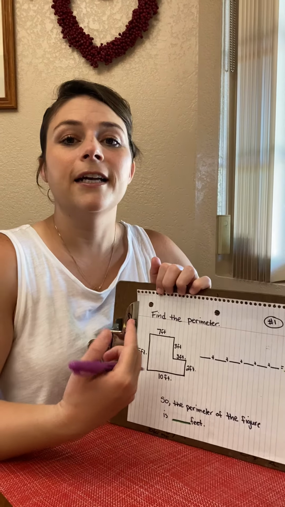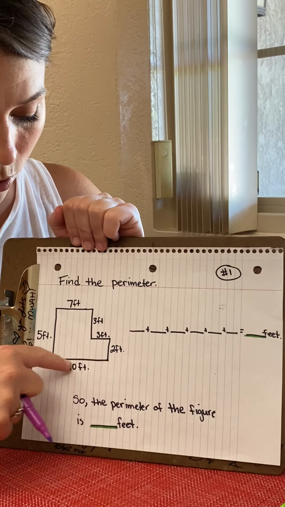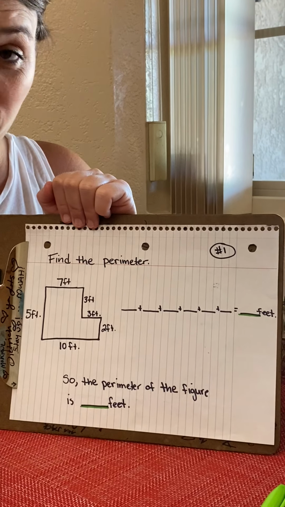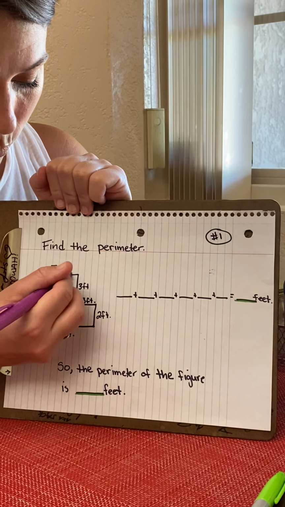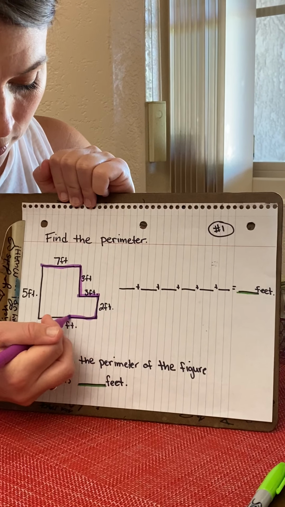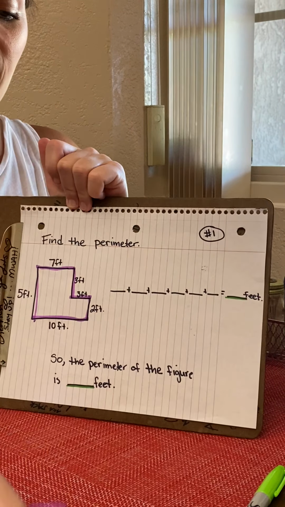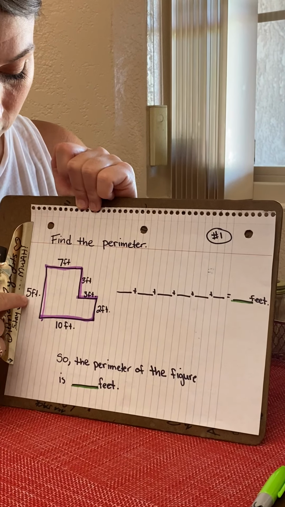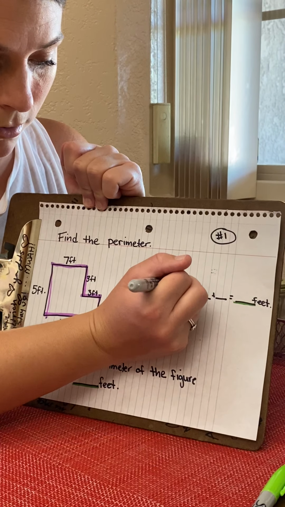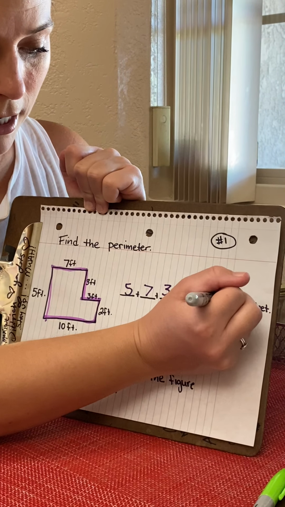Okay, so to find the perimeter, remember, perimeter is the distance around the whole figure. So we're going to have to add up as many sides as there are. So let's count our sides. We have 1, 2, 3, 4, 5, 6 sides. So we have 6 sides. So that means that I'm going to have to add up 6 numbers. So I'm going to start over here with 5. So 5, 7, 3, 3, 2, and 10.